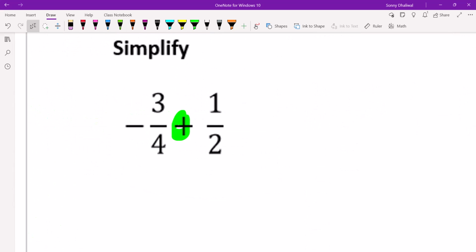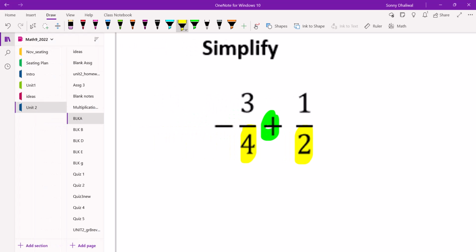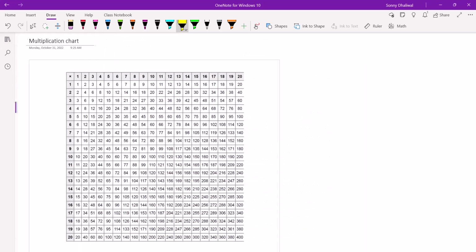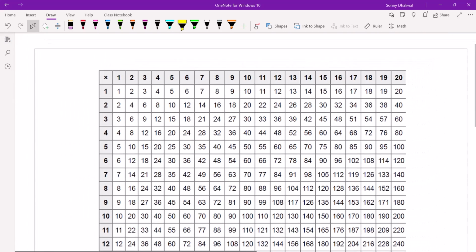So before we can combine these two things, we need to make sure the denominators are the same. So you look at the two bottom numbers and you say, okay, what number can both of these fit into? And this is where if you're not strong with your multiplication, you can use the multiplication chart, right? So our two denominators are 4 and 2. These are the multiples of 4 and 2, right? We're looking for a common denominator, a common multiple between these two.